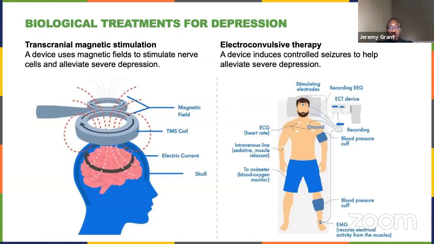Other treatments for depression that I'll briefly mention are TMS, transcranial magnetic stimulation, and ECT, electroconvulsive therapy, two types of devices that can be used to alleviate severe forms of depression. And I've included some videos on our Canvas page for you to explore those in more detail.